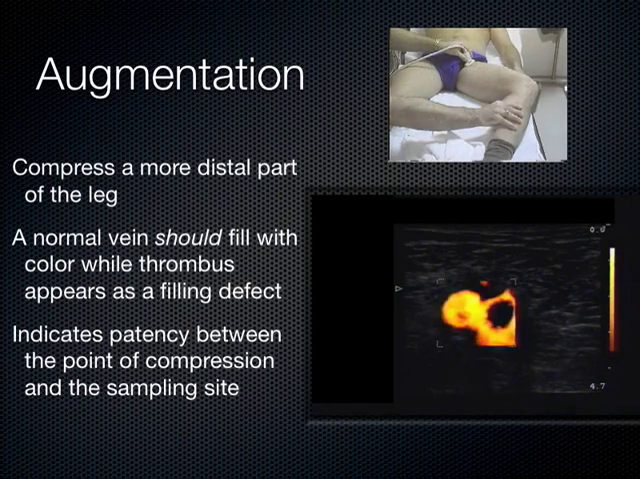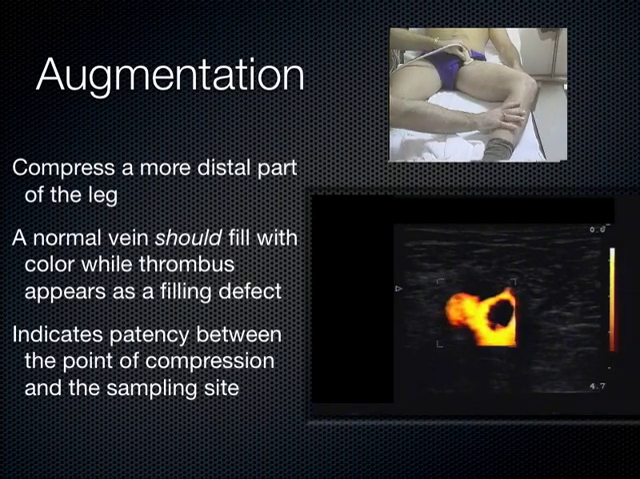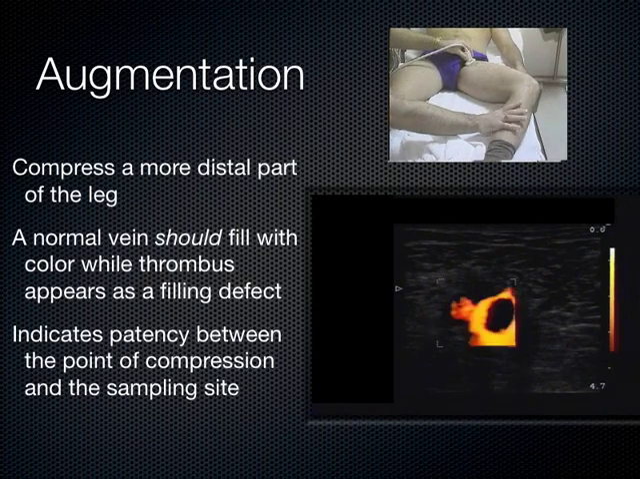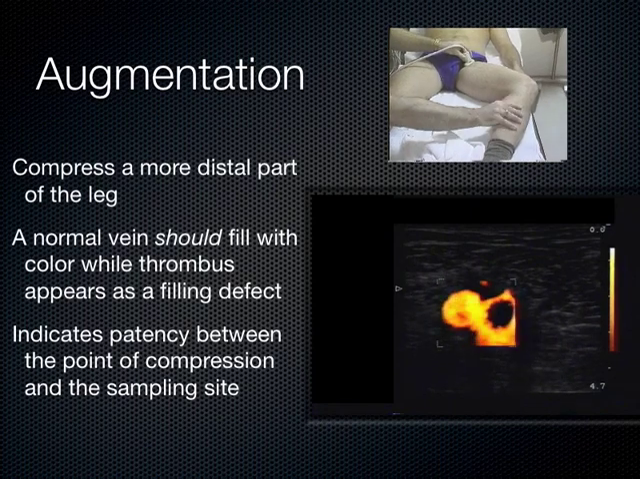There's a color technique called augmentation. Augmentation is where you put the probe up in the groin, and you're looking at the femoral region, you put on color, and then you squeeze the calf, and you should see flow fill the vein, assuming that there's patency there between the calf and the femoral area. If the veins are patent, you should see flow light up in there. And for years, people got really into this augmentation.